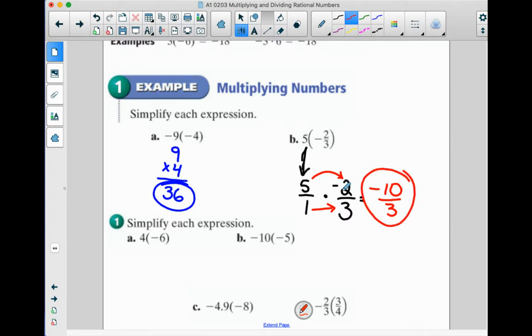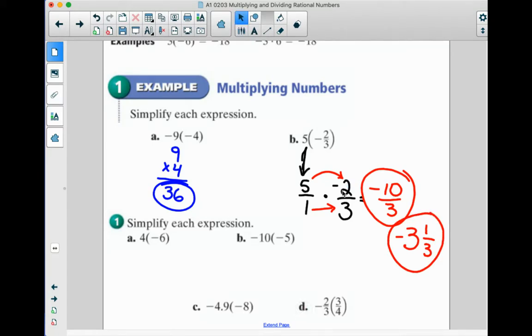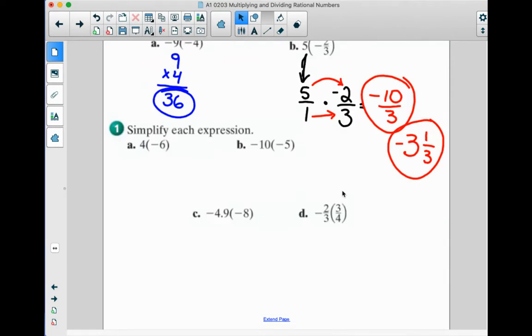So you can leave it -10/3, or you can turn it into a mixed number if you'd like. How many 3's can go into 10? 3 of them. And that would be 9, right? So we need one more to make it 10. So -3 1/3 would also be an acceptable answer. Play around with those fraction ones. It's good if you can go back and forth on fractions. So pause it here and actually try out these 4 problems. I'll work them out, and then you can check to make sure you got the right answer.